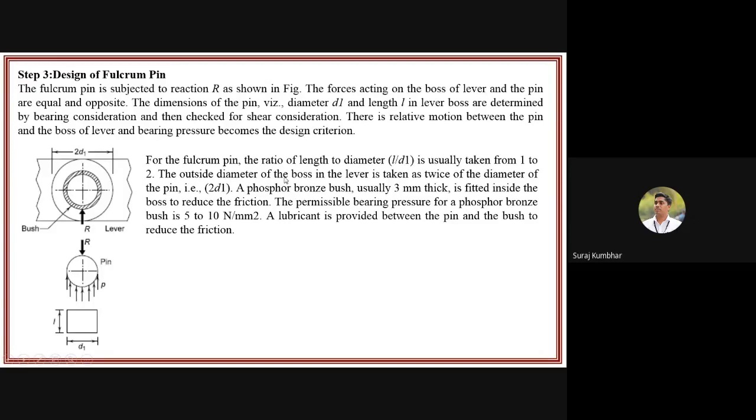The outside diameter of the boss in the lever is taken as twice the diameter of the pin. Here you can see it is taken as 2 d1. The inner diameter is d1 and the outer diameter is 2 times d1. So always the outside diameter is taken as twice the diameter of the pin, that is 2 times d1.